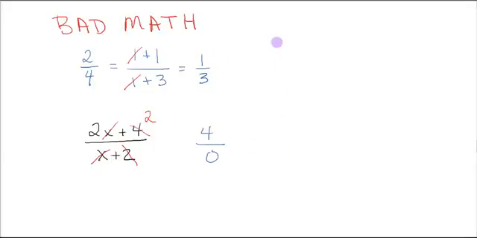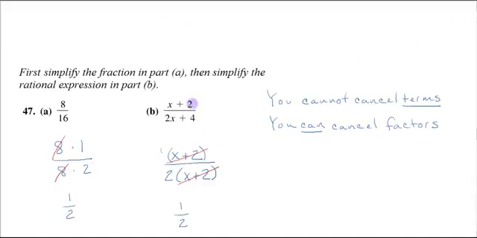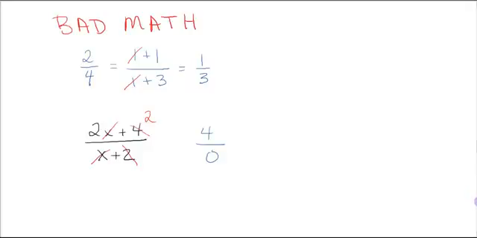So both of these are bad math. It's a big no-no to cancel terms. You do not ever cancel things that are added and subtracted. You can only cancel things that are factored. So you factor first. That's one of the reasons that factoring is so important. You factor first, and then you can cancel the factors, but never the terms.